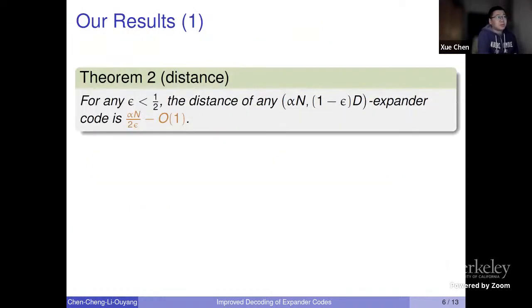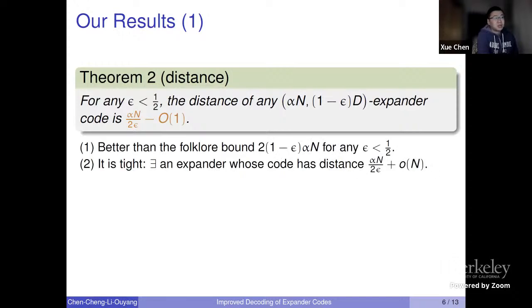Our first result shows that in fact the distance of any (alpha n, (1 - epsilon) d) expander code is at least alpha n divided by 2 epsilon minus some constant, for any epsilon. Compared to the previous folklore bound of 2(1 - epsilon) alpha n, alpha n over 2 epsilon is better for any epsilon less than half. Moreover, we show this is tight if we only use the property of expansion. So there are codes with distance alpha n over 2 epsilon plus a little extra. That's all I want to say about the first result: we give a better distance.